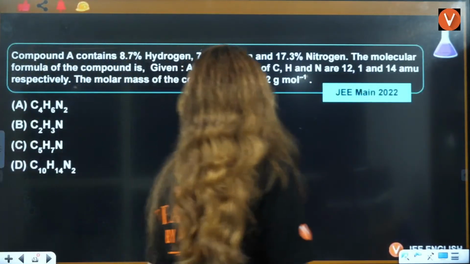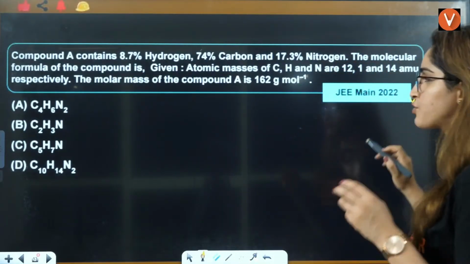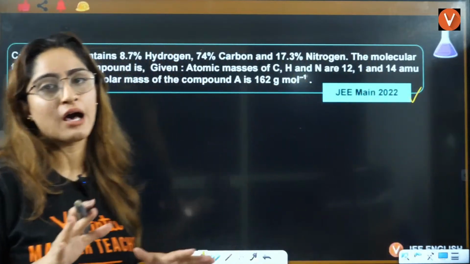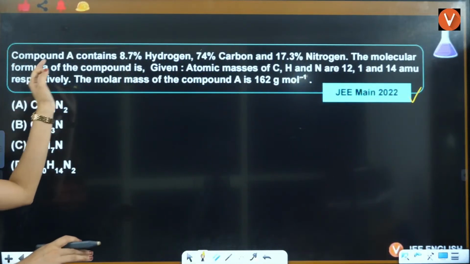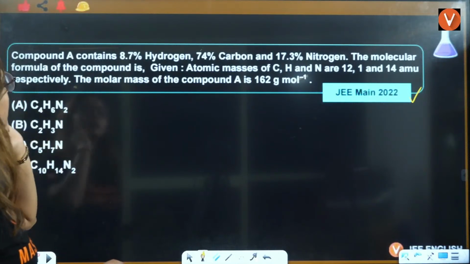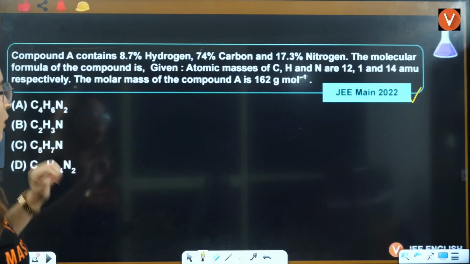Okay. Now, let's do the next question, that is JEE Mains 2022. By this, you will get an idea what kind of question they ask you here, right? So, compound A contains hydrogen, carbon, nitrogen, percentage is given, right? Atomic mass of this, we already know. The molar mass of the compound is this.